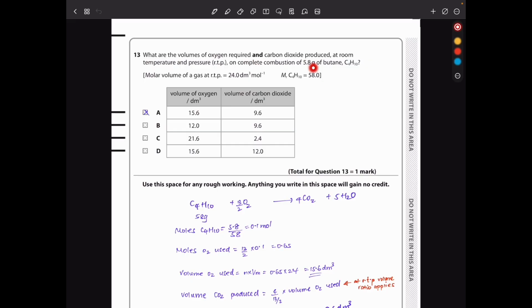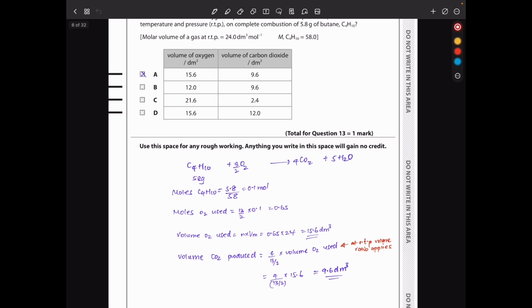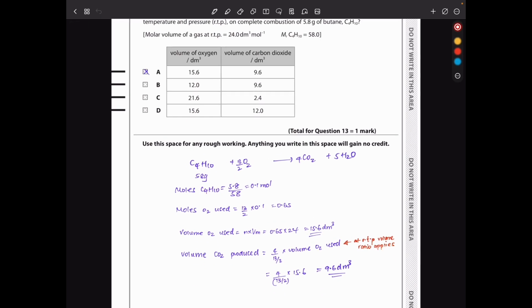In question 13, what are the volumes of oxygen required and carbon dioxide produced at room temperature and pressure on complete combustion of 5.8 grams of butane? When you use butane and burn it in excess oxygen, you get 4 carbon dioxide and 5 water. Of course, this is going to be 13/2 oxygen if you balance the equation. So I started off by calculating moles of butane, which are going to be 5.8, the mass given, divided by the Mr, which was given here, giving us 0.1 mole.